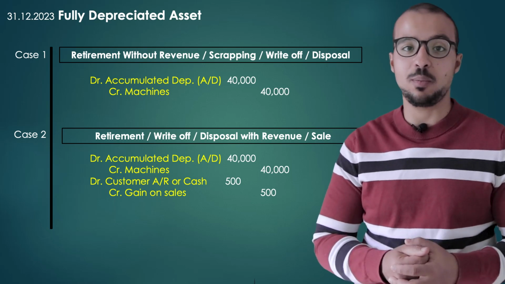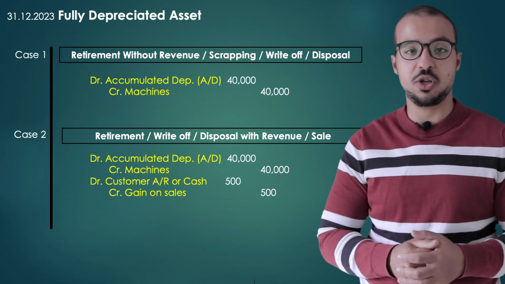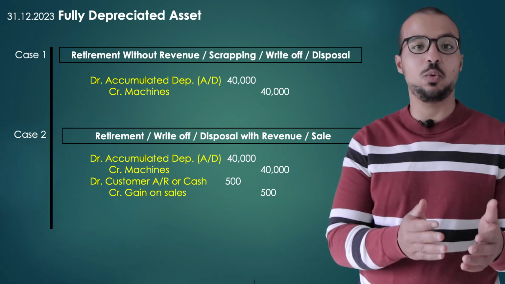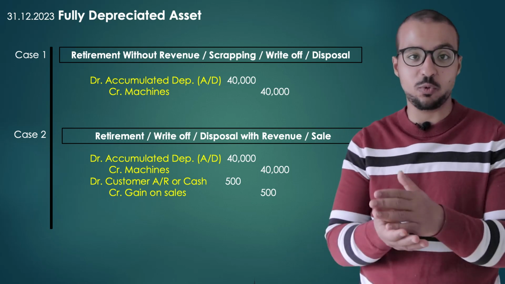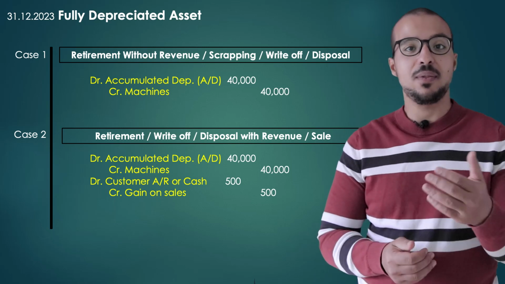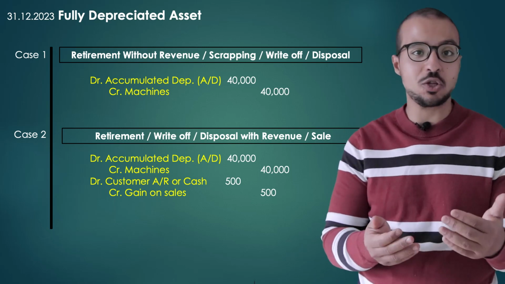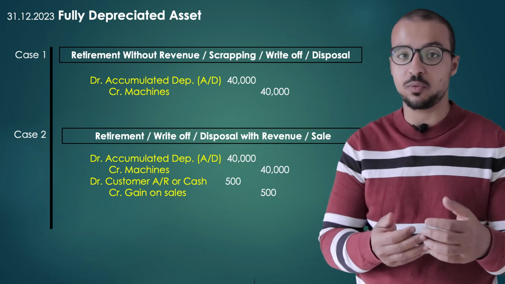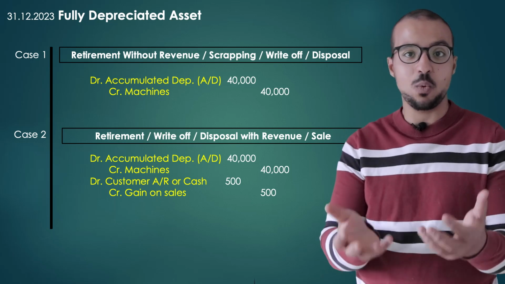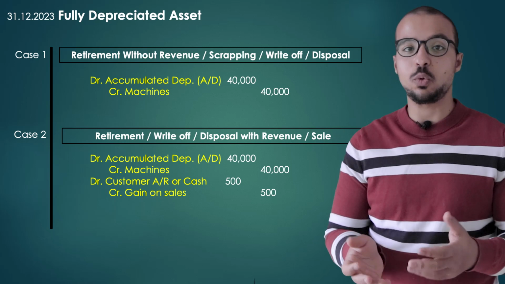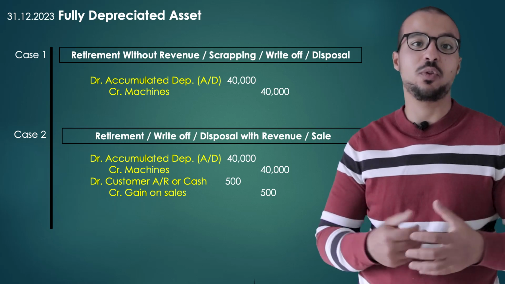Here the financial entry will be first a debit to accumulated depreciation for 40,000 and a credit to fixed assets for 40,000 because we have to write off the asset from our balance sheet. Then we have a debit to cash or bank transfer or customer account for 500. This is the amount we are going to receive for the sale, and a credit to a revenue or a gain account for 500 USD.